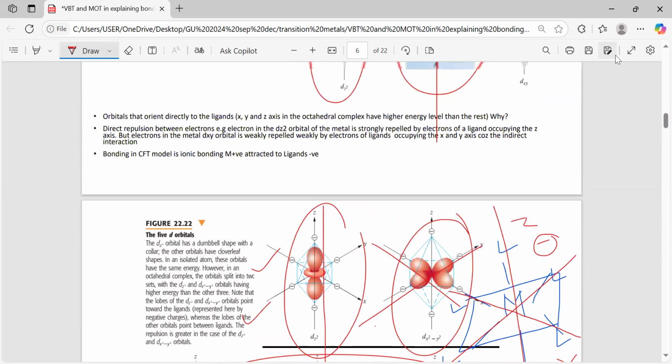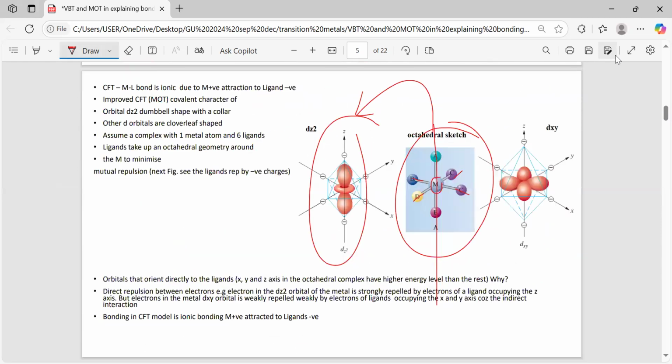Oh, that's a wrong orbital taken there. Okay, but if you look carefully, this one now is not oriented. Look at this one. It's not oriented to the ligand there. So this orbital will not interact with that ligand, for example, because this ligand is on the Y, but this orbital is not on the Y, okay?